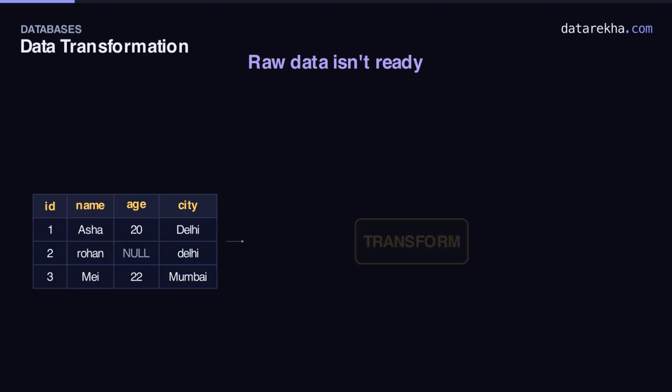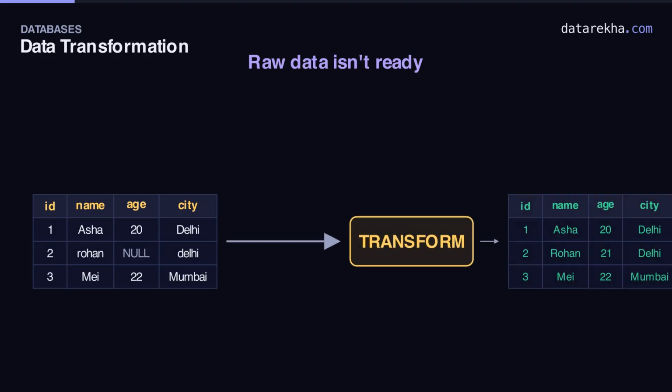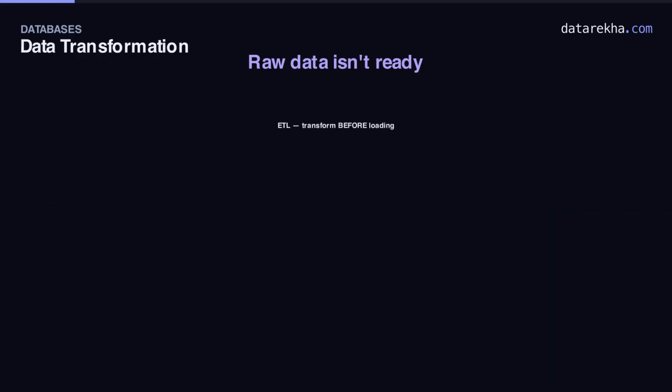Data transformation is the work in between: reshaping, cleaning, and converting raw data into a form your analysis can actually trust. It sits at the heart of every data pipeline. There are two classic ways to arrange this pipeline, and they differ only in the order of three steps.